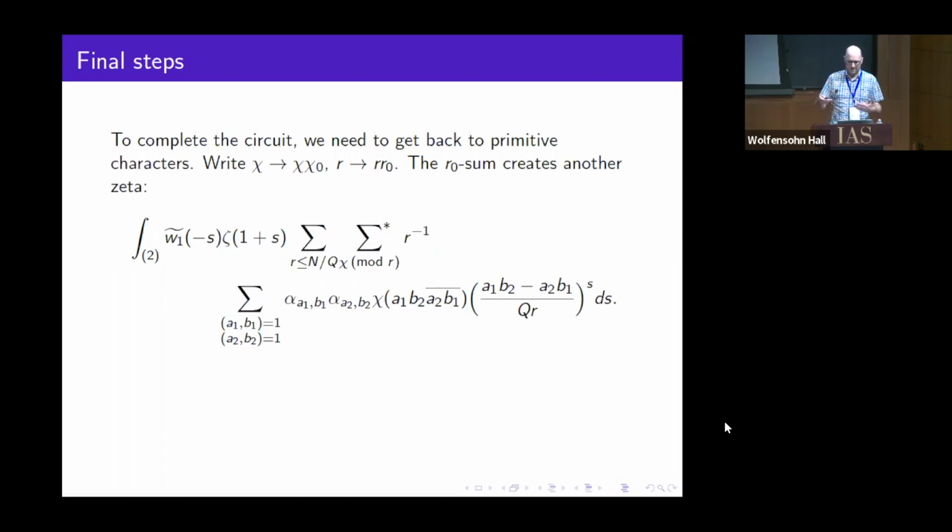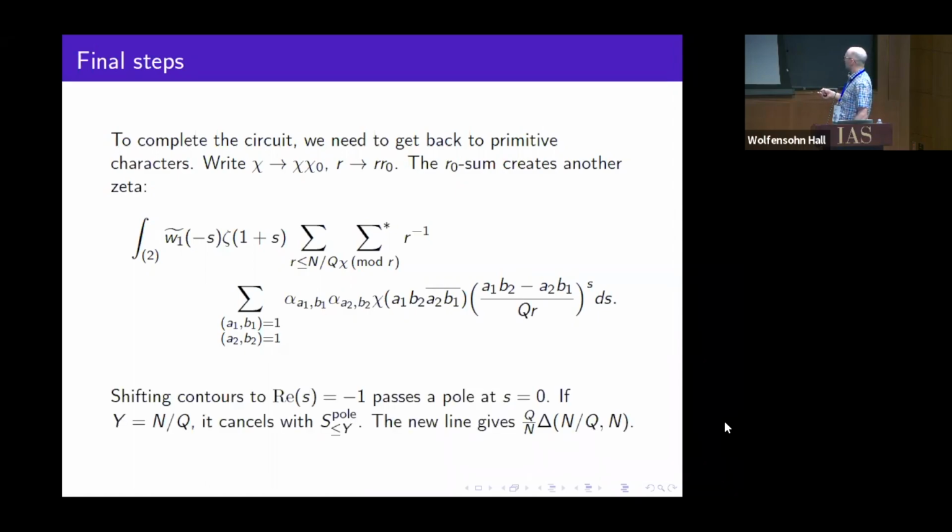So once you've got that idea in mind, it all sort of comes together, and you get some sort of variant on your original sum. This is a zeta that comes from the same source, going back to primitive characters. And so in this great big expression, you shift contours back. This time you hit a pole at 0, but in terms of the original variable, that's like 1. So again, you have to shift contours to get another pole, and it exactly cancels the first pole, from the s less than or equal to y polar part.